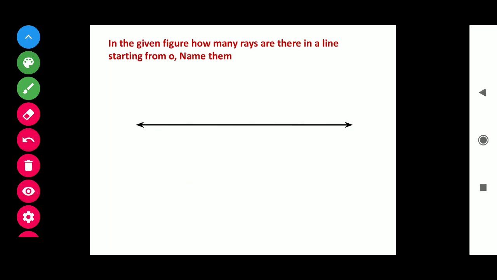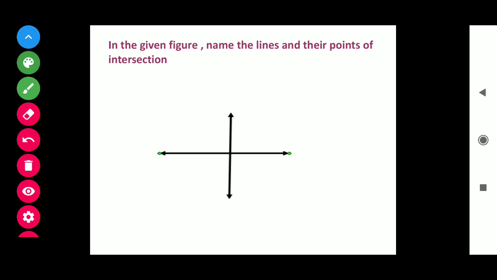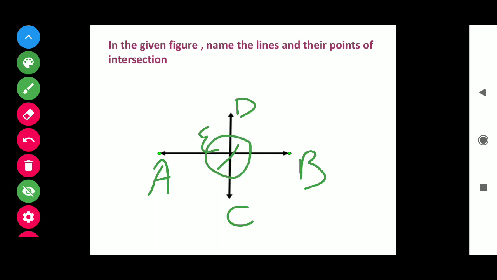Next one is: in the given figure, name the lines and their points of intersection. First of all I would like to give names. This is D, this is C, this is A, this is B and this is E. Okay. So here you can see that E is the intersection point of line AB and line CD.